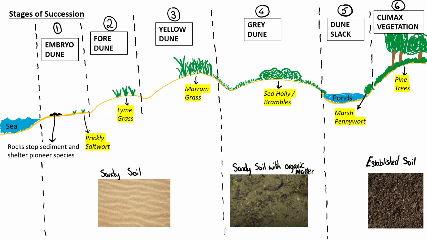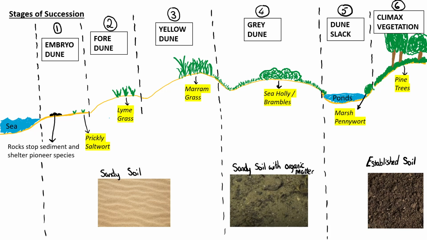Then you get this thing called a dune slack. This is normally where you get ponds, small little streams, things like that collecting as they are just below the water table. And this is where you get some more aquatic sort of plants along this stage of succession. So you get marsh pennywort. Now that is an aquatic plant. It can grow both underwater and on land, so that's really good.